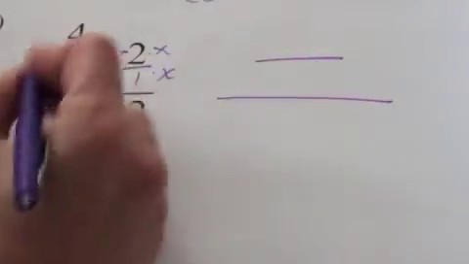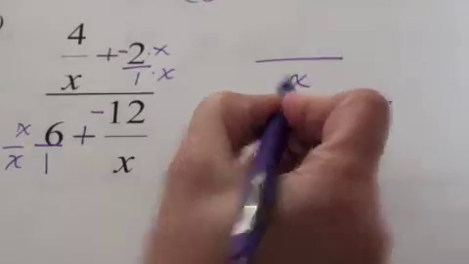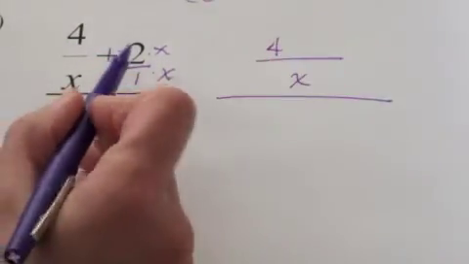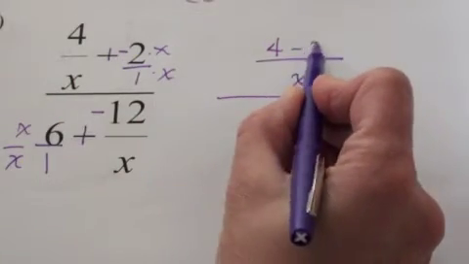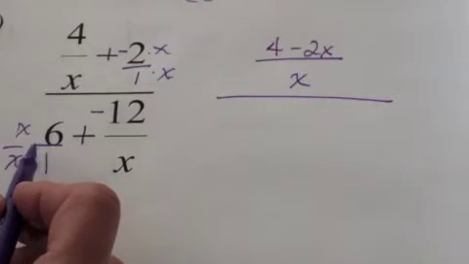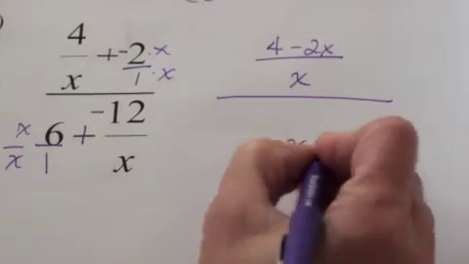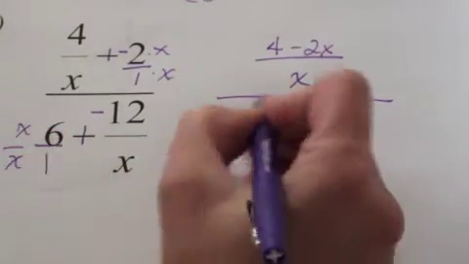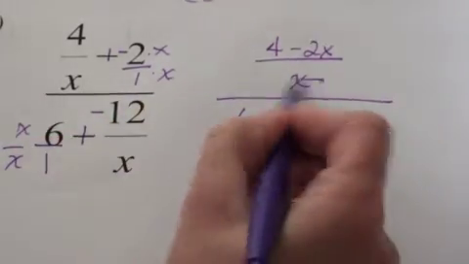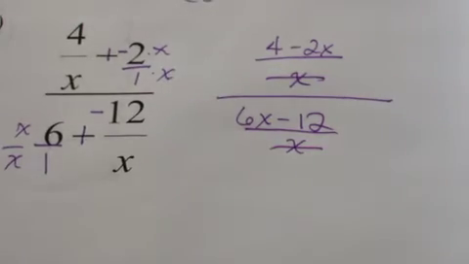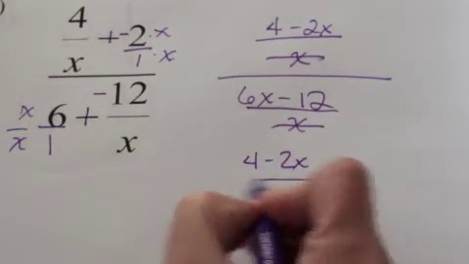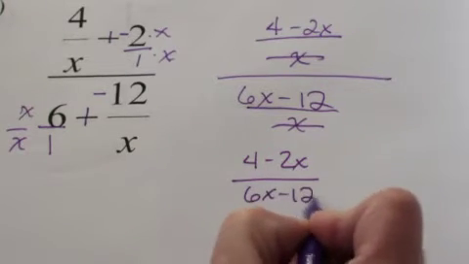Now I can write this top one as 1 fraction. The x is the denominator, 4 doesn't change. I multiply the negative 2 times the x, and I get that for the top. Down here, x's again. Here, 6 times x is 6x, and then minus 12. Eliminate the denominators, and we're left with 4 minus 2x over 6x minus 12.